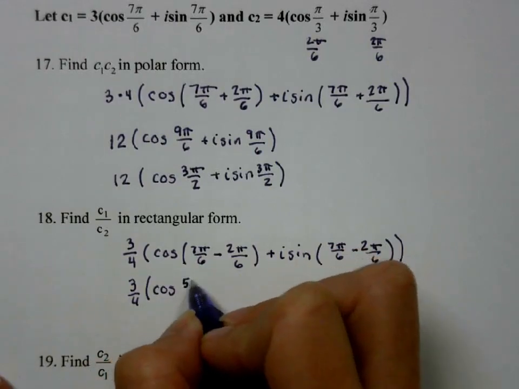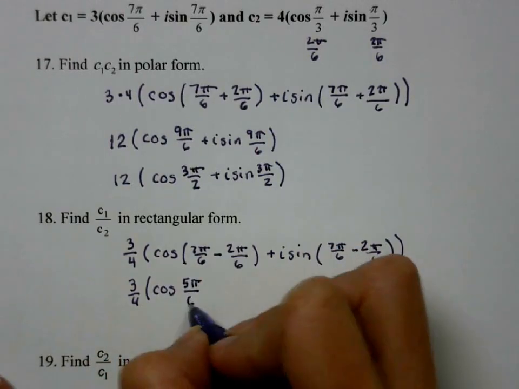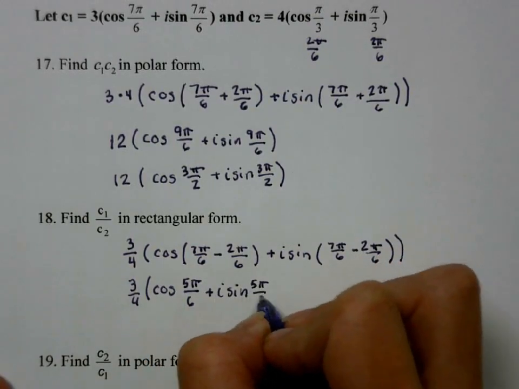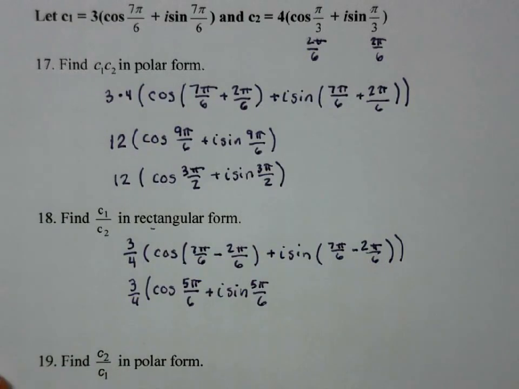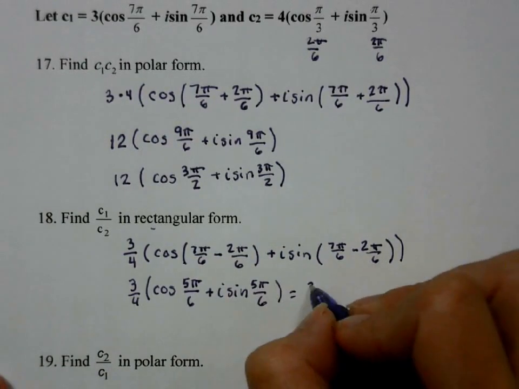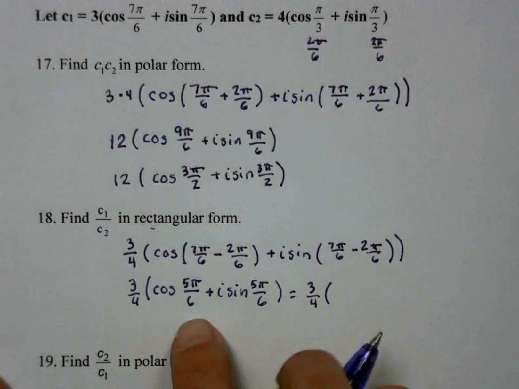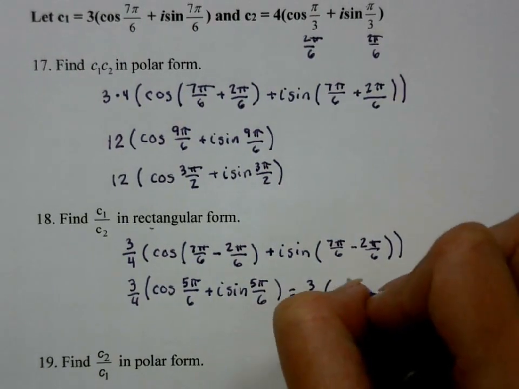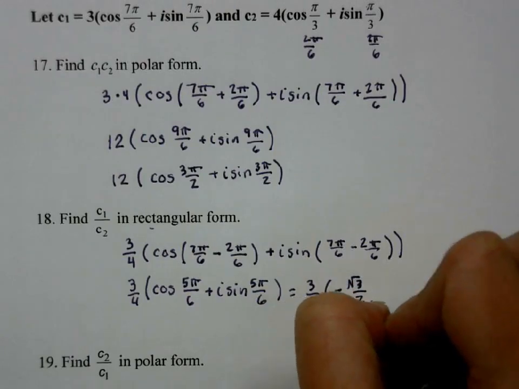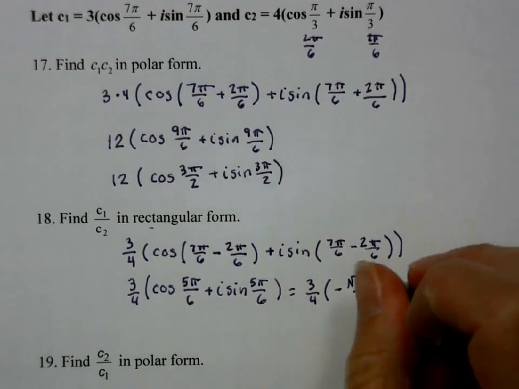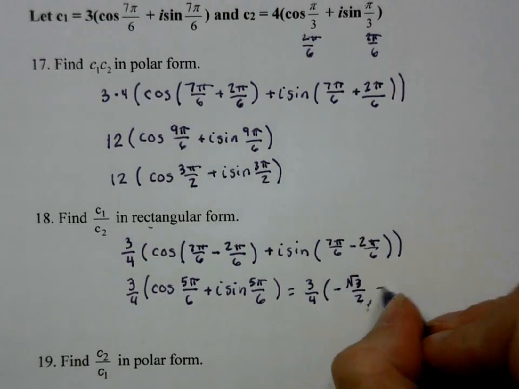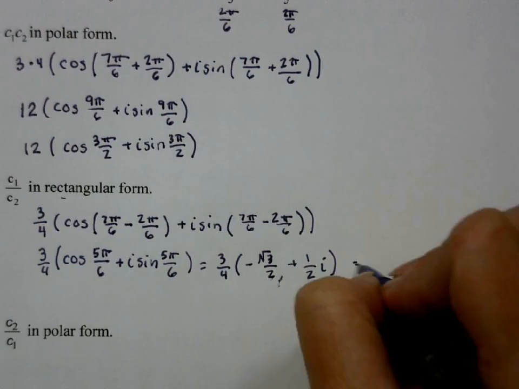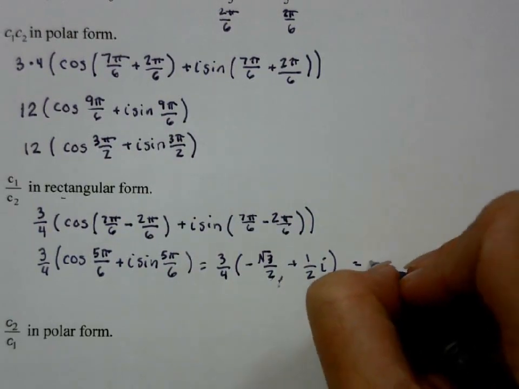Okay, we want to answer in rectangular form, so I need to go ahead and simplify this. My x value at 5 pi over 6 is going to be negative root 3 over 2. My y value is going to be positive 1/2. And then we'll go ahead and distribute. So this is going to be negative 3 root 3 over 8 plus 3 over 8 i.